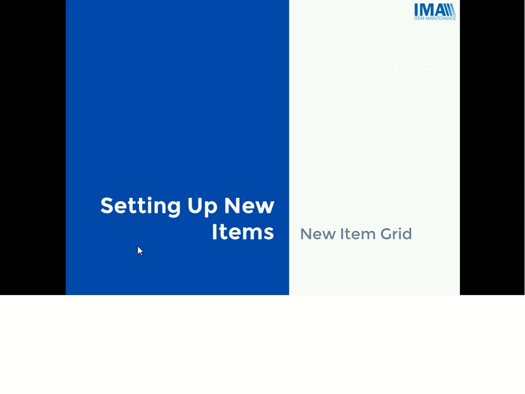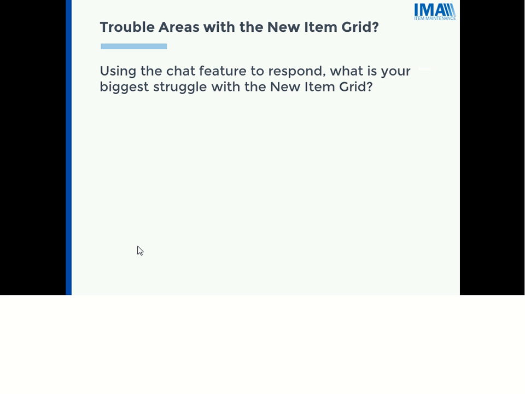No problem. All right, so moving on to the main focus of today, which is processing new items through IMA and getting them operational so that we can order them. So before we get into it, I would like you to use the chat feature to respond. What's your biggest struggle with the new item grid? It can be a specific step, or it could be a specific field that you have trouble populating. Just let me know, and I'm going to come back to those once we get to the demo section, okay?